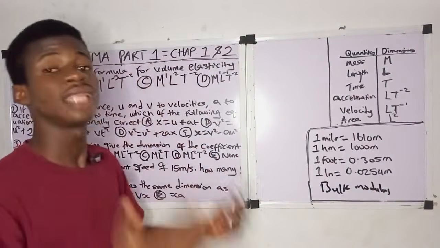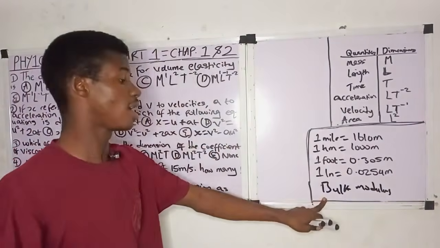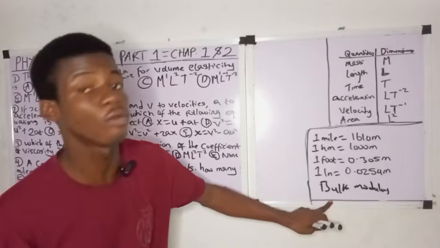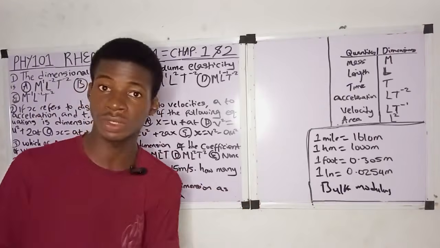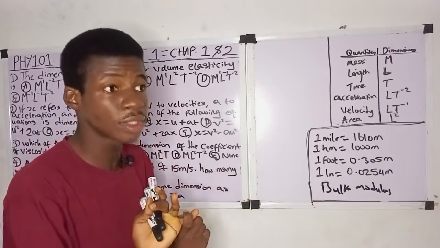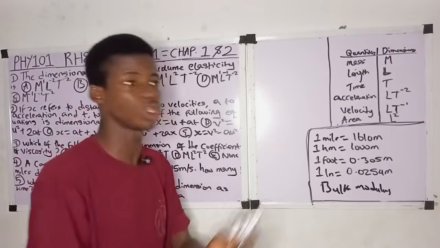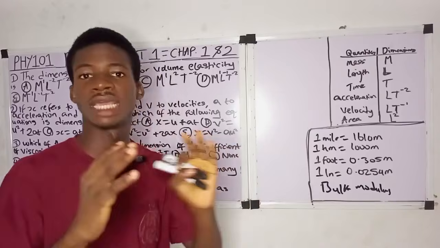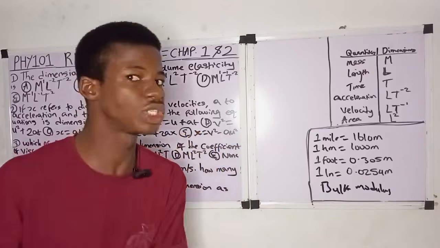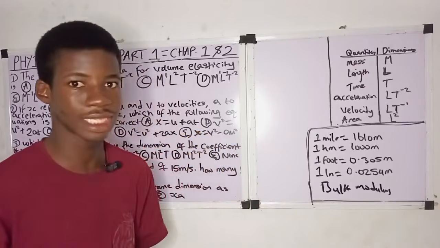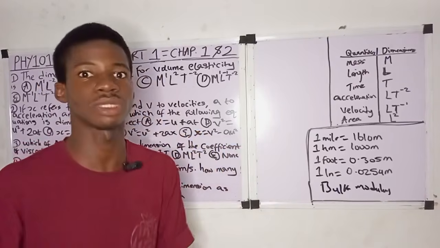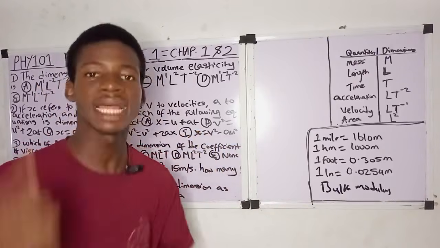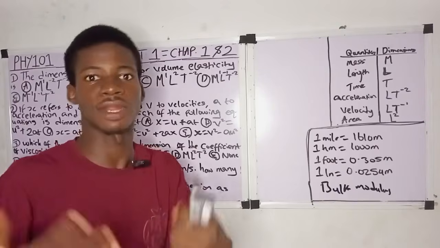Now, what is the dimension for bulk modulus or volume elasticity? Take note that Young modulus, as well as bulk modulus, both have the same dimension as pressure. Let me understand, they have the same dimension as what? As pressure. Now, I may ask, what is the dimension of pressure?